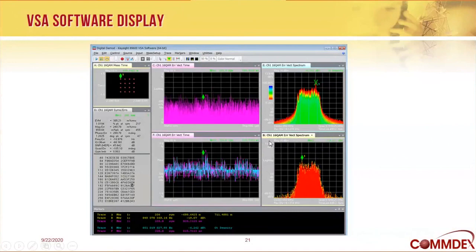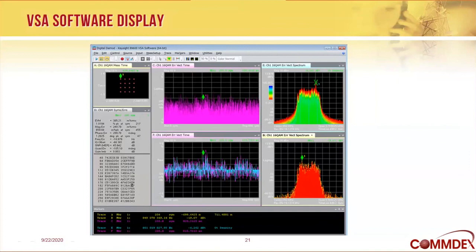And here is a typical example of a software base. I think this is Keysight 89600 PSA software. And you can see they're really into color displays. You can get spectrum, you can get time analysis. You can see in the upper left, that looks like a 16-point constellation. They're looking at a 16 QAM signal here. So that's the kind of information and analysis you can get.